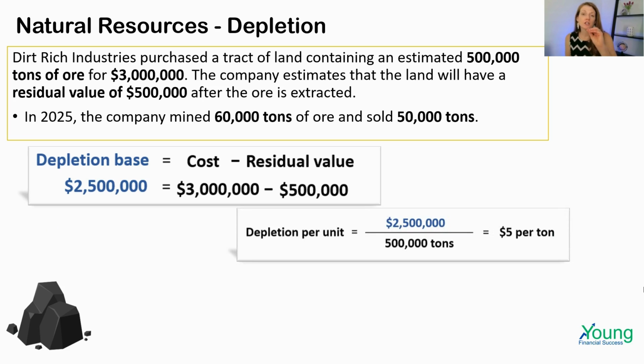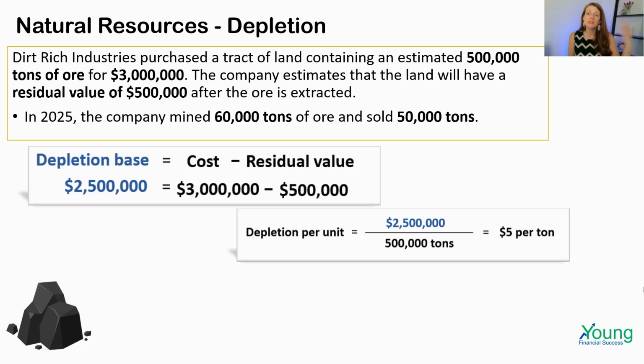Then we take our depletion per unit. We get that from taking the 2.5 million and dividing it by the number of tons that it tells us right there in that first sentence that we're expecting to be able to get of ore from this piece of land. So then that gives us $5 per ton.